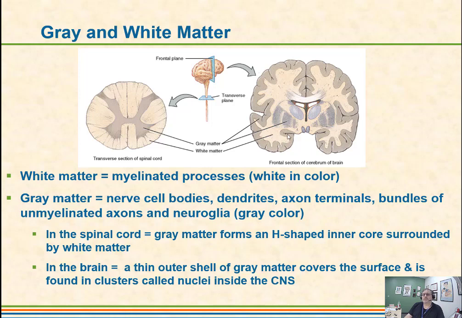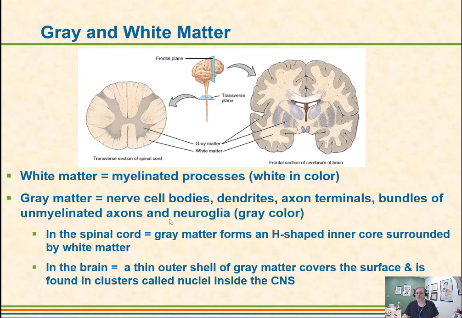Now, the distribution of gray and white matter is a little bit different between the spinal cord and the brain. The gray matter in the spinal cord is located in this central H-shaped structure, with white matter being tracts, sensory tracts and motor tracts, located on the outer portion. Inside the brain itself, the gray matter is on the outside, with the white matter located on the inside. And we also have some little structures that are gray matter located within the white matter, which we will talk about as well.